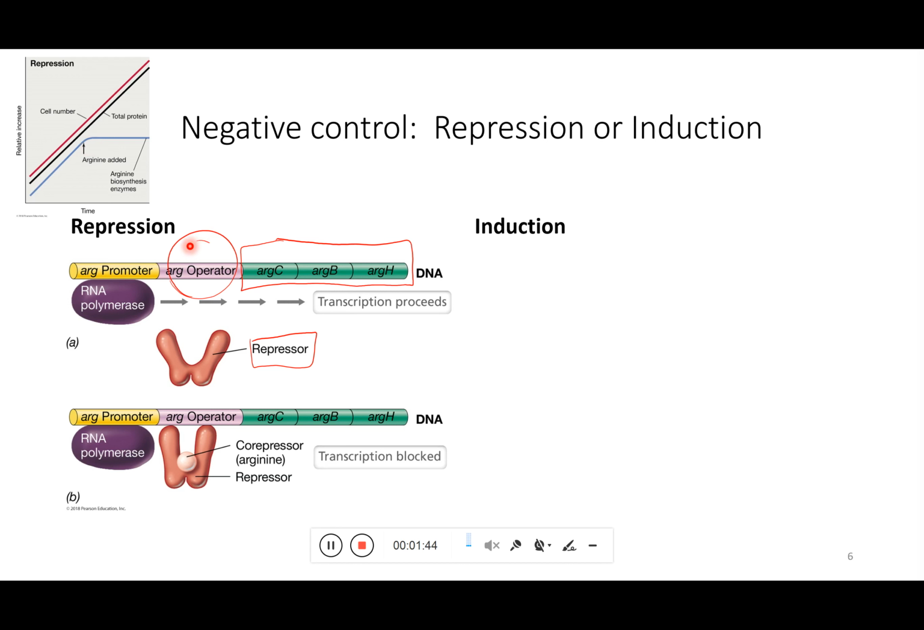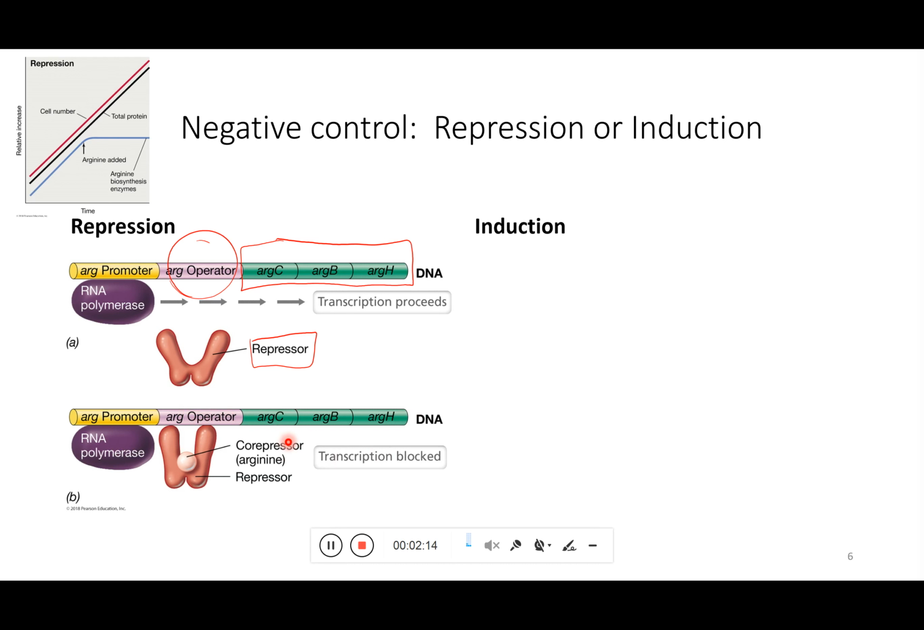In a typical state, there's no arginine, and so the operator is open. RNA polymerase polymerizes the transcription of ARG-C, ARG-B, and ARG-H. If arginine is present, it will bind to the repressor, causing a conformational change. That conformational change will allow the repressor to bind to the operator. Once it's bound to the operator, RNA polymerase cannot proceed, and these genes are not transcribed.